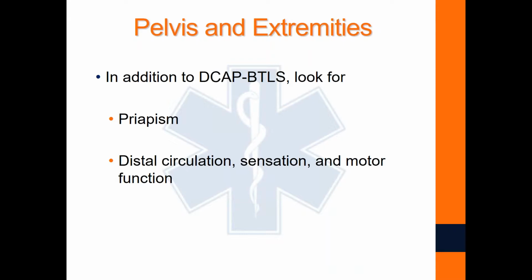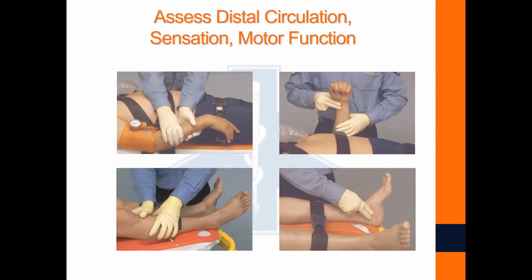When we get down to the extremities, both hands and feet, we're looking for distal circulation, sensation, and motor function. So we touch all the way down to the ends, and when we get to the ends, we check a pulse, tell our patient to wiggle a finger, grab a hold of one of those fingers and ask them which one you're touching, and they'll tell you if they can, and if they can't, it's a significant finding.